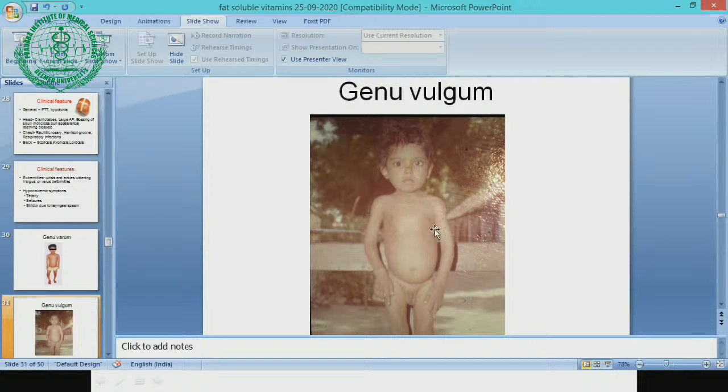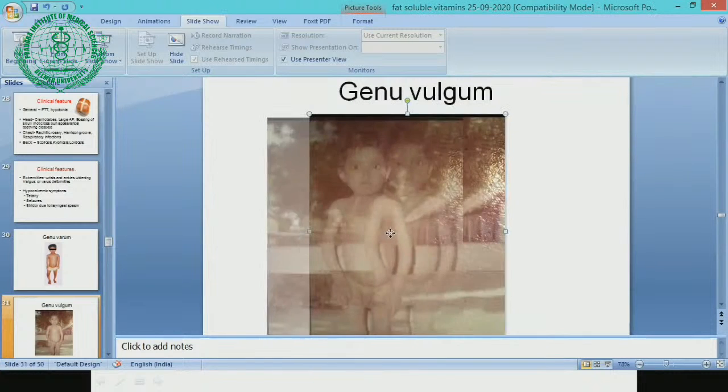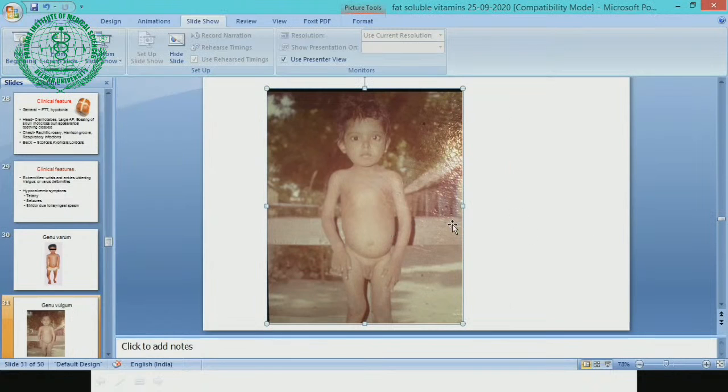Scorbutic rosary occurs in vitamin C deficiency, which is also called scurvy. Also you can see this protuberant abdomen, and sometimes there will be an umbilical hernia also. You can see the wrist joints are widened, and there is splaying of the bones. Because of this widening of the bone, the size of the wrist joint is increased.